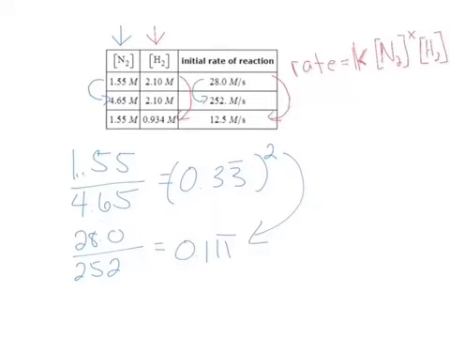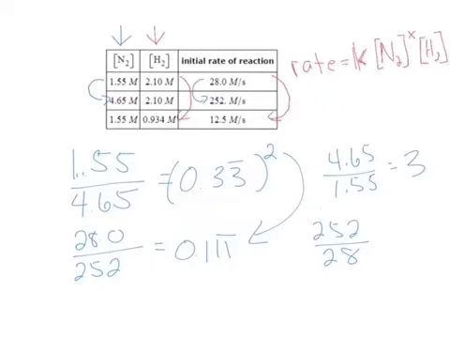So if you did 4.65 on top, 1.55 on bottom, maybe this would be a little bit easier mathematically to see. That's going to be 3 right there. And then if you did 252 molar per second over 28, again, all I did was reverse it, putting experiment 2 on top, 252 divided by 28, and that gives you 9. So again, this squared gives you this answer right here.